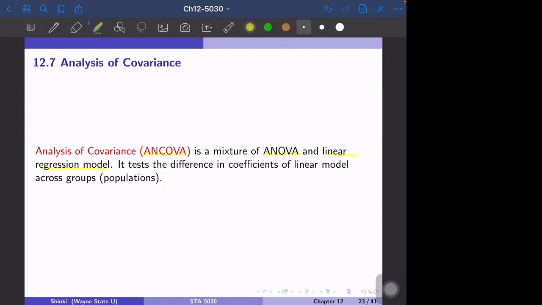So we have a categorical variable. So in some sense, for each category we have a regression line. So we would like to test if those lines are different or not.